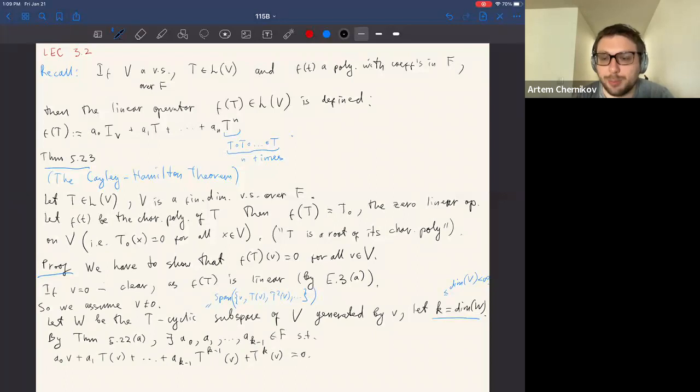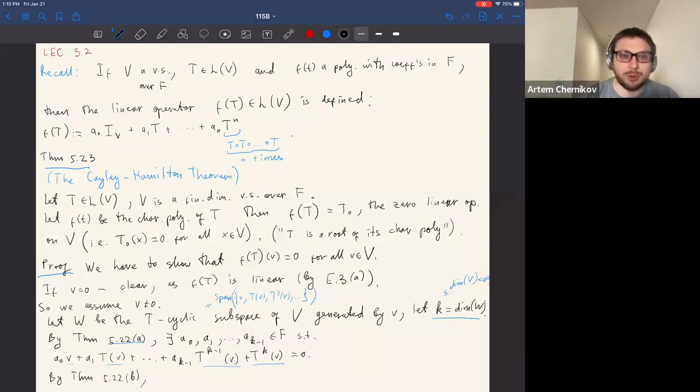We know this happens because, remember, by Theorem 5.22, the vectors v, T of v, etc., all the way up to T^{k-1} of v, form a basis for W. Hence T^k of v should be given by some linear combination. So we have such a linear combination, with a choice of the a_i's like this.